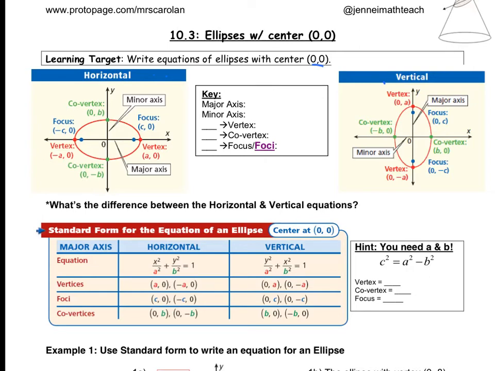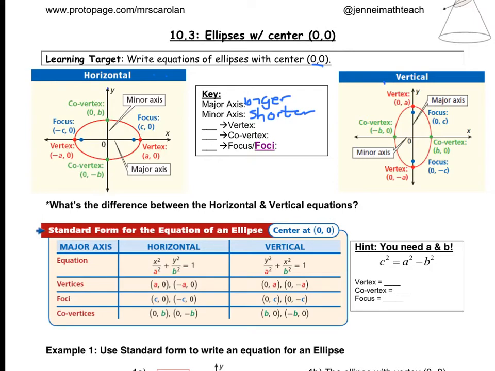The major axis, depending on the way it's turned, is the longer one. So in the horizontal one, the major axis is the x-axis. And in the vertical ones, the major axis is the y-axis. The minor axis is the shorter one. So the minor axis for horizontal is the y-axis, and in the vertical it's the x-axis.